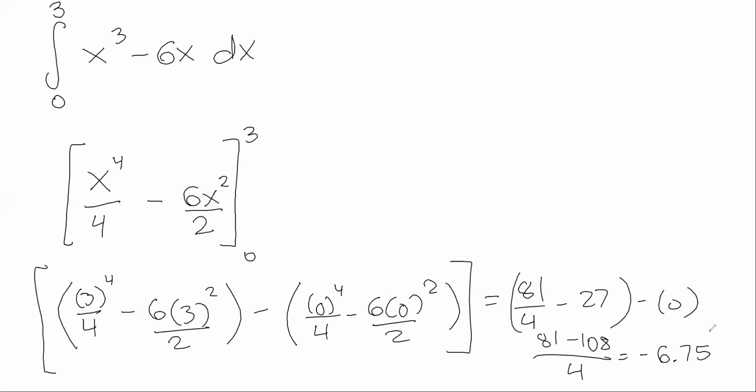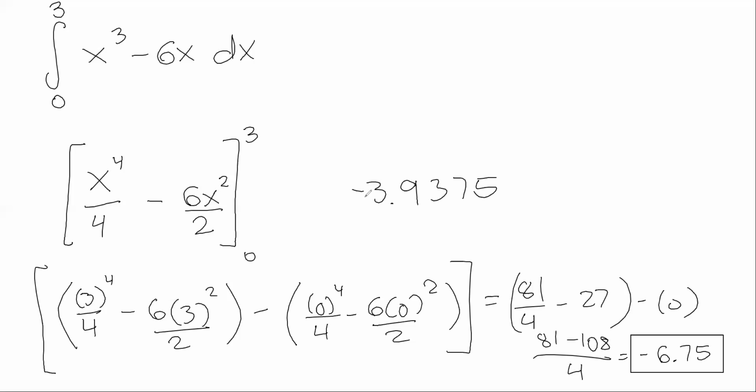So we got something a little bit different than what we had with the Riemann sum. With the Riemann sum, we got negative 3.9375. So we got a negative answer for both, but the integral is exact. It's the exact answer. This isn't at all an approximation. This is the exact value of the area under the curve, considering positives and negatives.